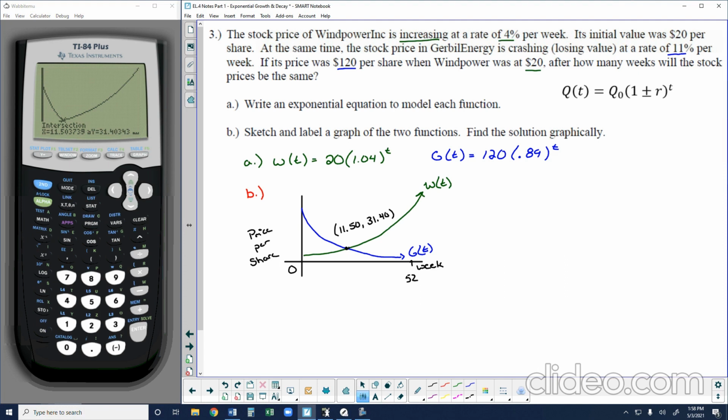And we can answer question B and say, after approximately 11.50, which is the x-axis here, which is our weeks, after approximately 11.50 weeks, the prices will be equal.